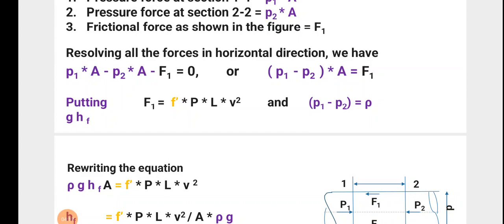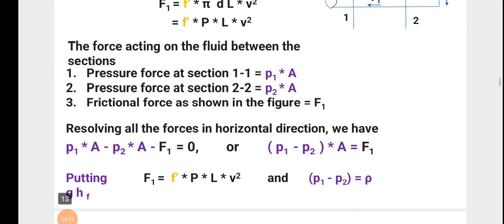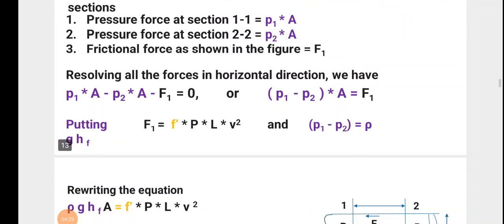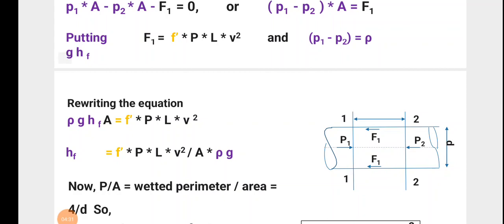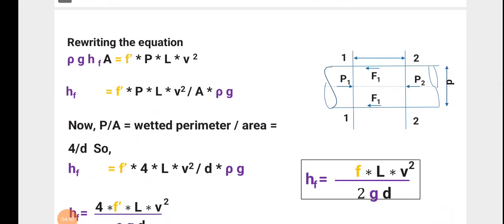Now for F1 we have the value of frictional resistance from the above formula, F1 equal to F dash P L V square, and also after applying Bernoulli's equation we get P1 minus P2 equal to rho g HF. So we rewrite the equation as rho g HF into A equal to F dash P L V square. On that basis we can write HF equal to F dash P L V square by A rho g.